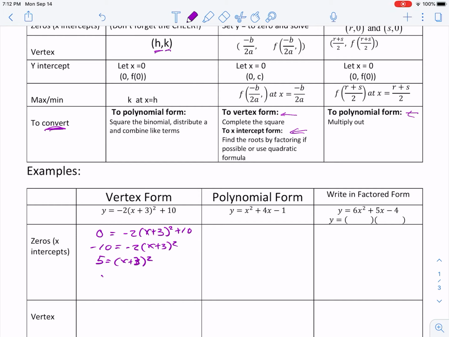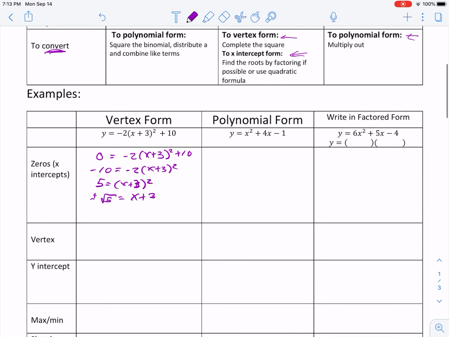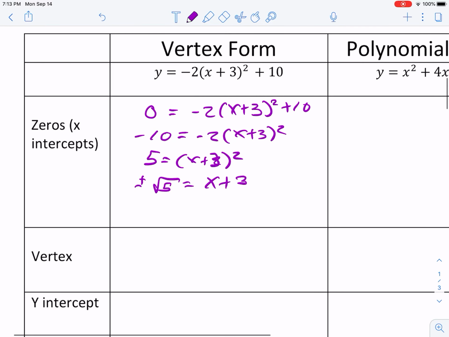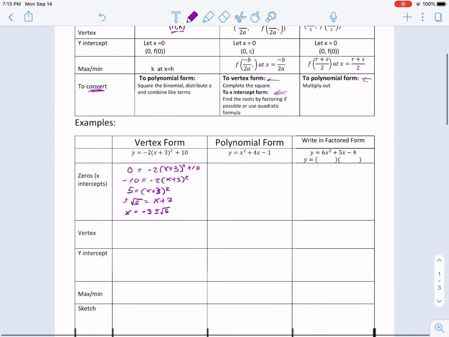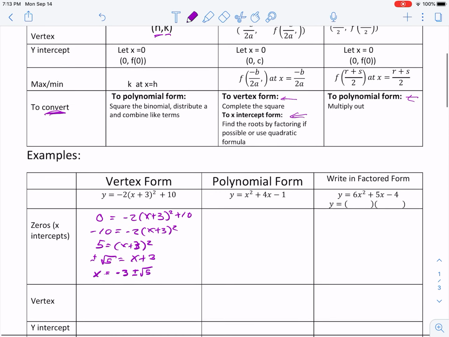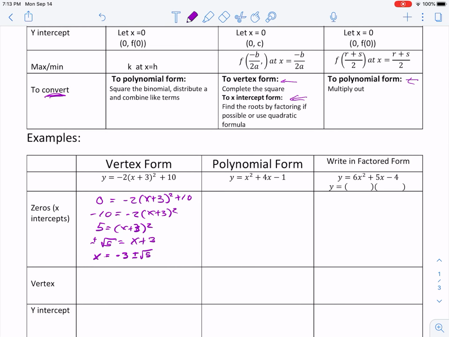Take the square root. Remember, when you take the square root, you always put a plus or minus in front of it. And now you subtract the 3. So you end up with x is equal to negative 3 plus or minus the square root of 5. And you got both roots. If you had FOILed it out and combined it and used the quadratic formula, you'd get the same answer.